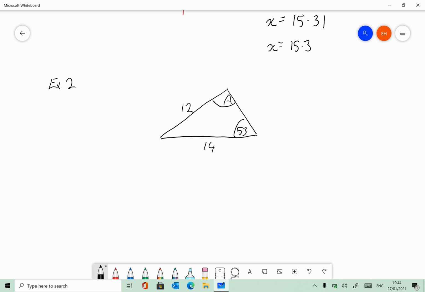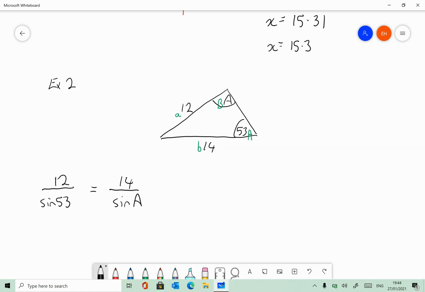And they throw in some other letters to try and confuse you. So we're going to label it up the way we want to label it up. I'm going to call that guy there A. I'm going to call that guy there small a. I'm going to call this guy up here big B. And therefore this guy down here gets a small b. So the side opposite the angle gets the lowercase letter of the angle. So into the sine rule formula, it's 12 all over sine 53 equals 14 all over sine A.